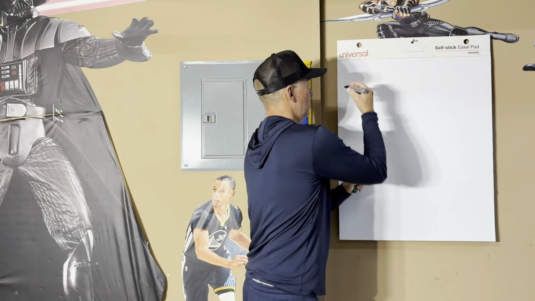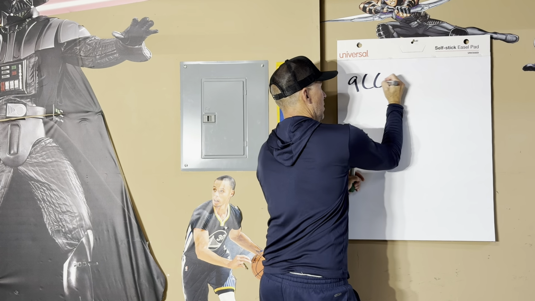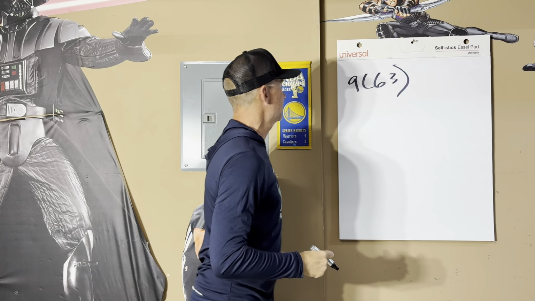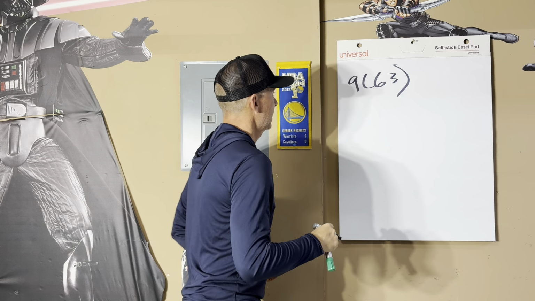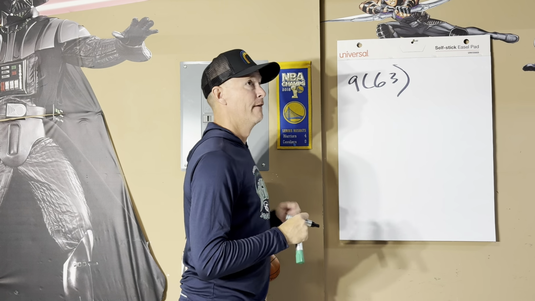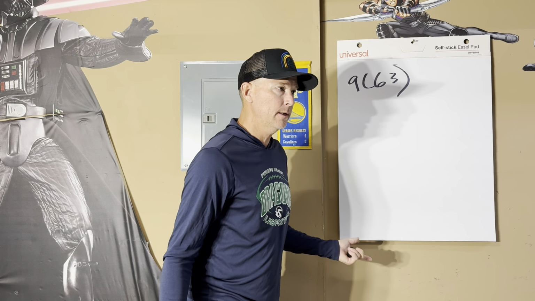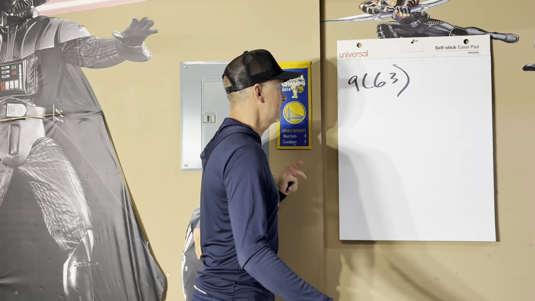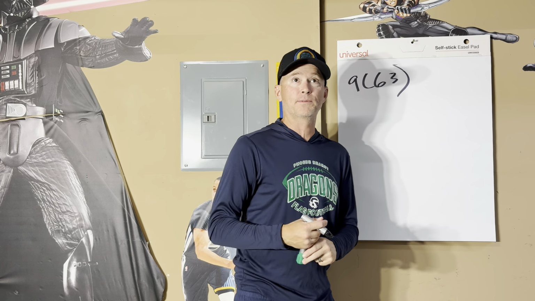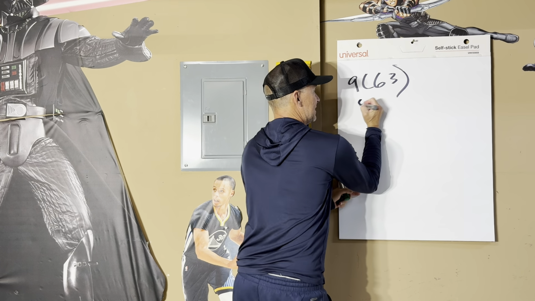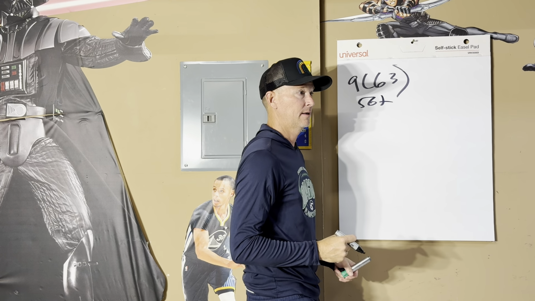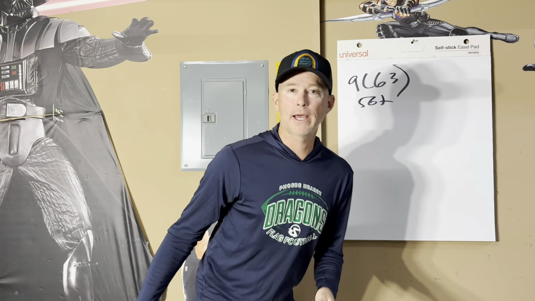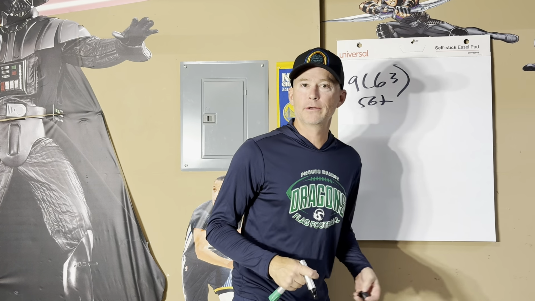Okay. Go. 9 times 63. 9 times 60 is 540. 9 times 3 is 27. Should I do it in your head? Yeah, you can't. Oh, sorry. 9 times 60 is 540. 9 times 3 is 27. 540 plus 27. I'm going to say 567. Yes. Okay. I would have had it a little quicker, but she didn't quite understand the game.